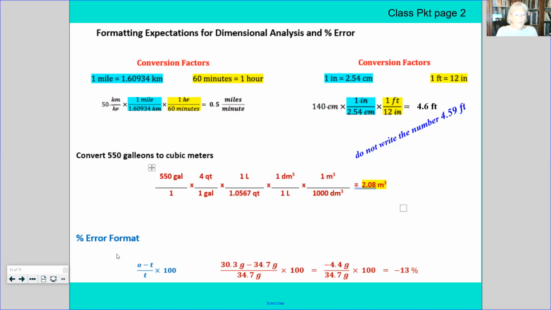When you do percent error, there is also a correct formatting. First you write the equation, then you substitute in the numbers with units. Don't forget the times 100. Here is my yellow oval where I highly recommend you do the subtraction so that you see how many sig figs you end up with after the subtraction. Then you calculate the final division for the percent error, division and multiplied by 100.